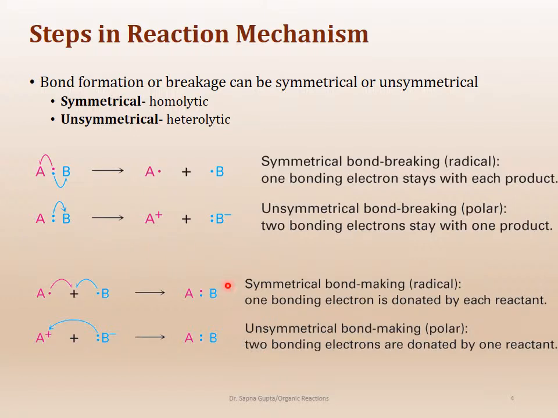Bond formation is also of two kinds, symmetrical and unsymmetrical. In the case of bond formation which is symmetric, both species will bring one electron each and form a bond. In the unsymmetric kind, one species will give the electrons to the other to form the bond. We have done this type of reaction before in acids and bases, where the base was the electron donor and the acid was the electron acceptor. And then you form a bond. So this is an unsymmetric kind of bond formation.